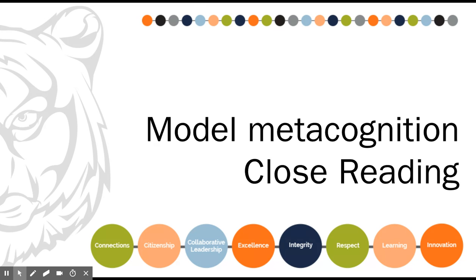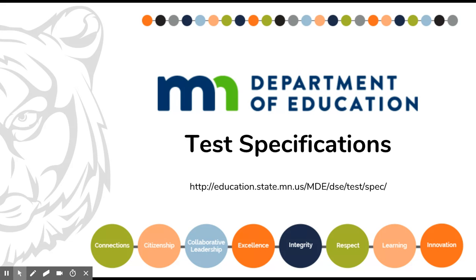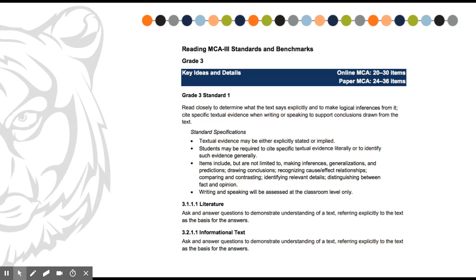Two techniques are utilized during this strategy: modeling metacognition, or the thinking that happens while we're trying to figure out complex text, and close reading questions that allow us to analyze the text more closely. In order for the teacher to prepare for these tasks, there are some resources that could be helpful. On the MDE website, under test specifications, there's a listing of what students are really required to know and be able to do as tested by the MCA.